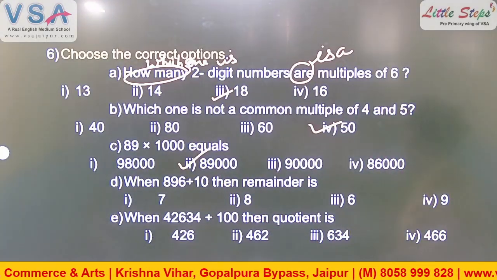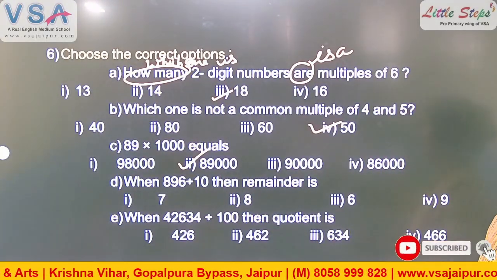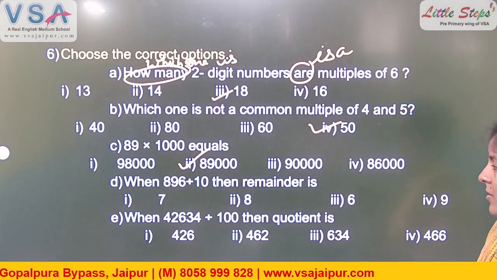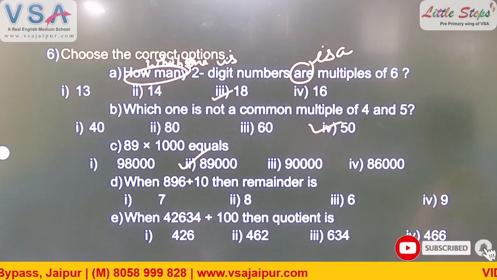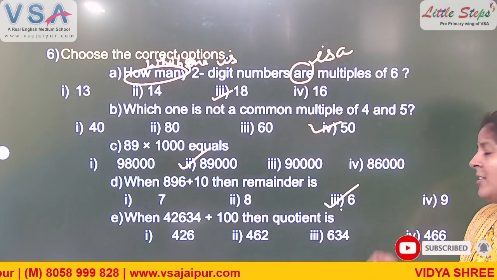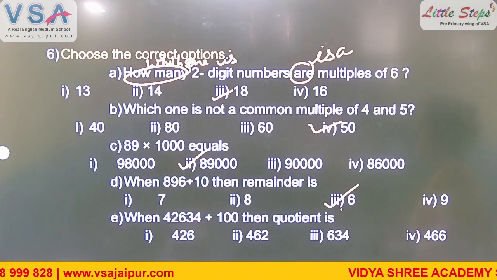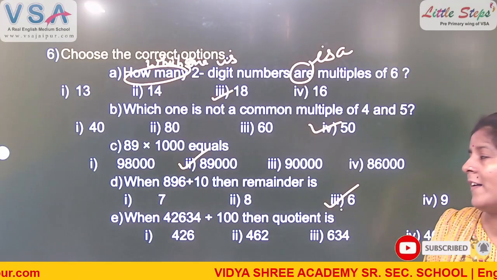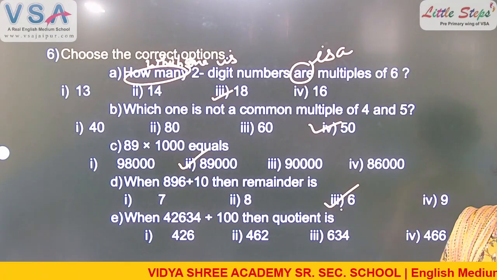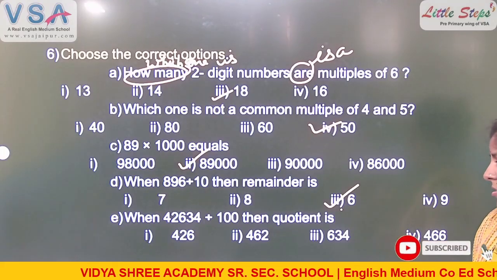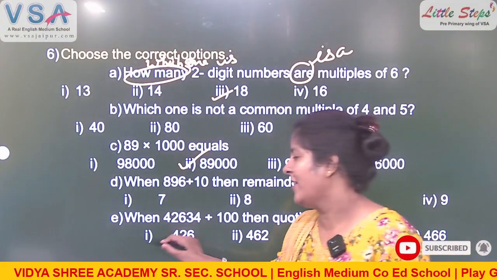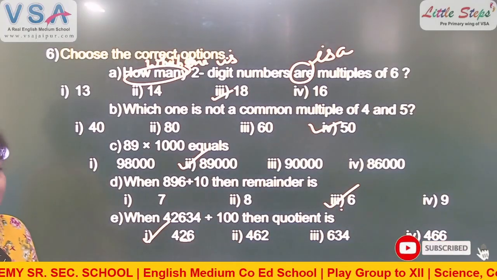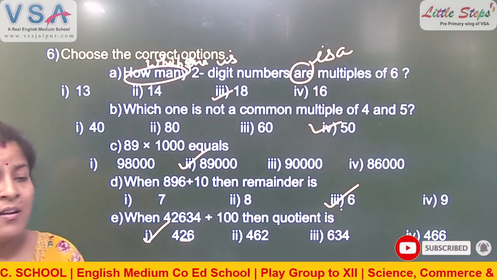Okay. Take your seats. When 896 is divided by 10, then the remainder is, Anishka, which one is the correct option? Third? Yes, the third option is correct. Next, when 42,634 is divided by 100, then the quotient is, yes, Arya, 426. Yes, take your seats. 426 is the correct option. Okay, do it fast.